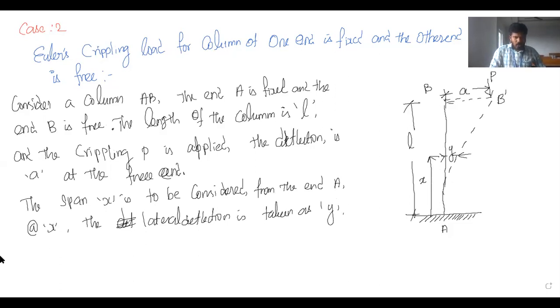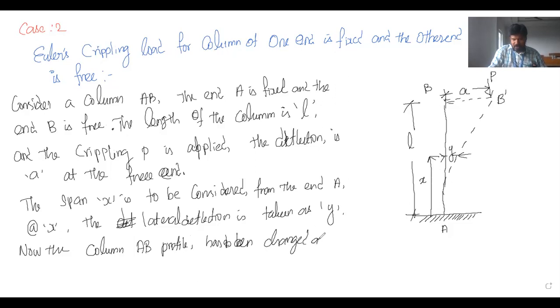Now the column AB profile has been changed to AB dash after application of load. Now we have to find out the crippling load value. So we should move on to the next page.